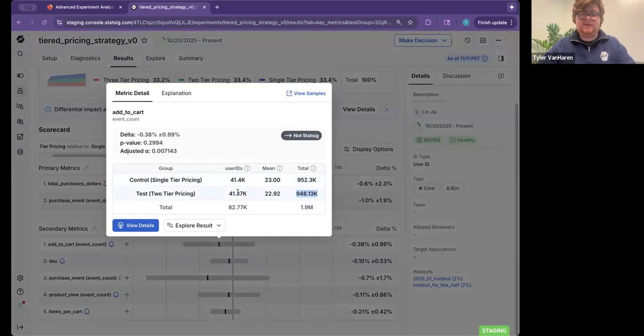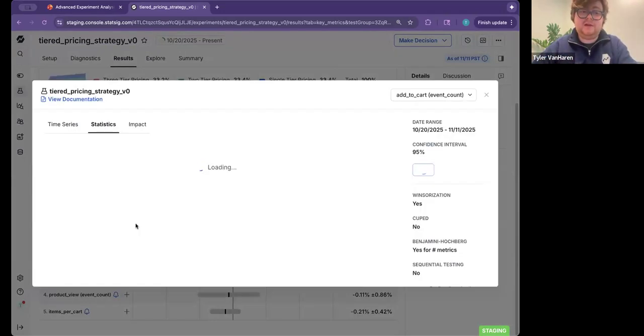This is how many add to carts happened for test. I can take this, divide that by this, and I get some mean, and I can compare those means, right? That's sort of what we're doing here. And if I were to compare those means, I'd see that this one is 0.38% lower than this number. That's sort of the quick thing there. You can also hop into view details and get quite a bit more stats.